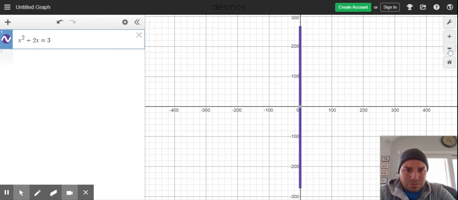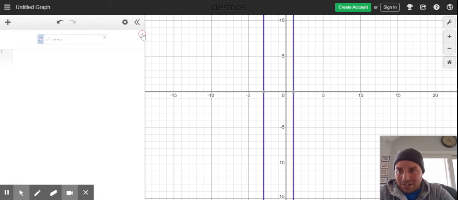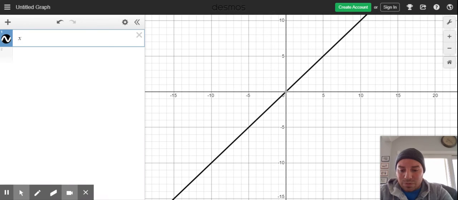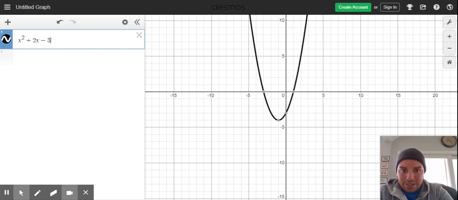So it doesn't matter. Now, again, if I got rid of this and I set it equal to 0 and I did x squared plus 2x minus 3, you'll see -3 and 1, there are my x-intercepts, okay? So use Desmos to help you. Remember, when you're asked to find the solutions, you're looking for those x-intercepts where it crosses the graph.